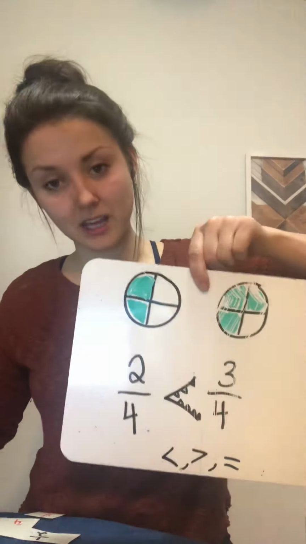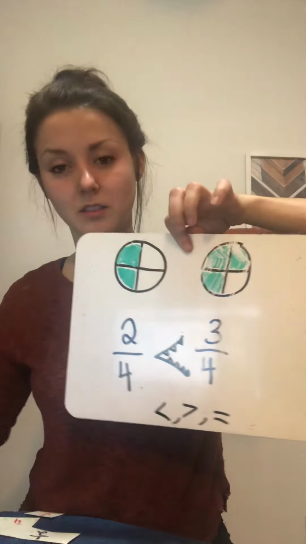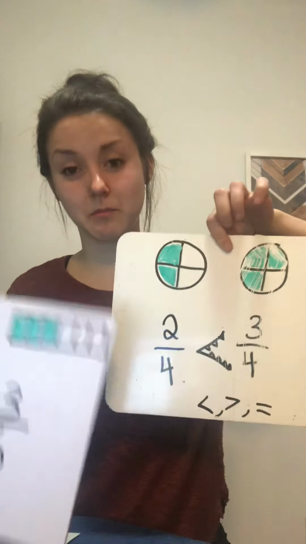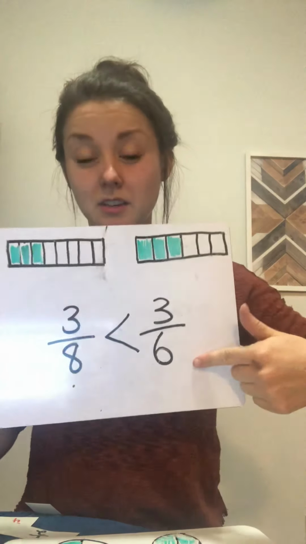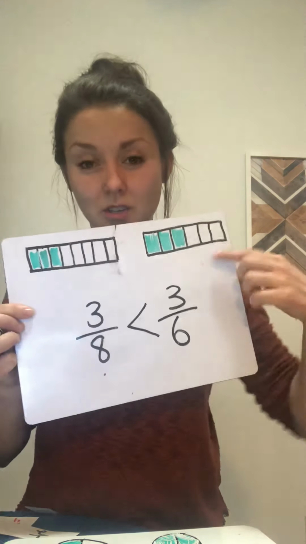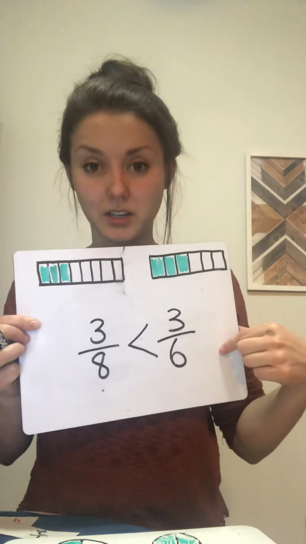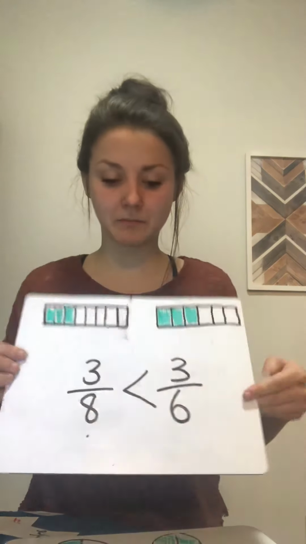So the rule is that you have to remember, if the denominator is the same, you want the bigger number because you want the most pieces. They're all the same size. If the denominator is different and the numerator is the same, you actually want the smaller number because you're sharing it with less people. I hope that makes sense.